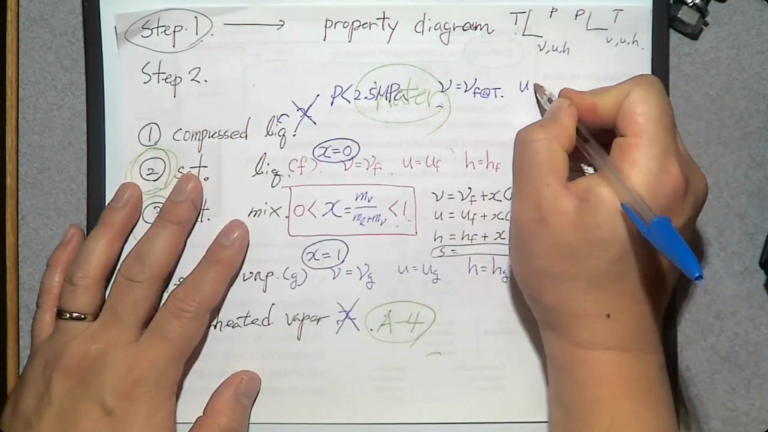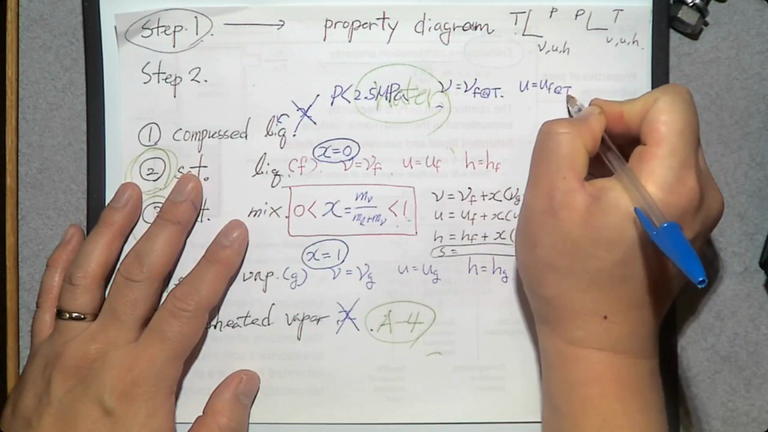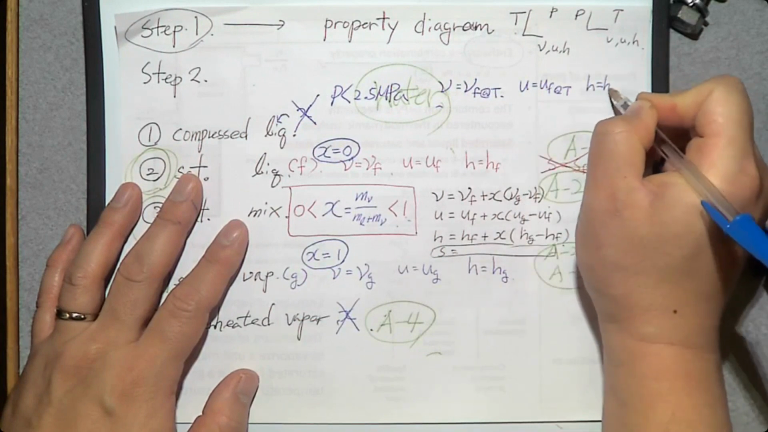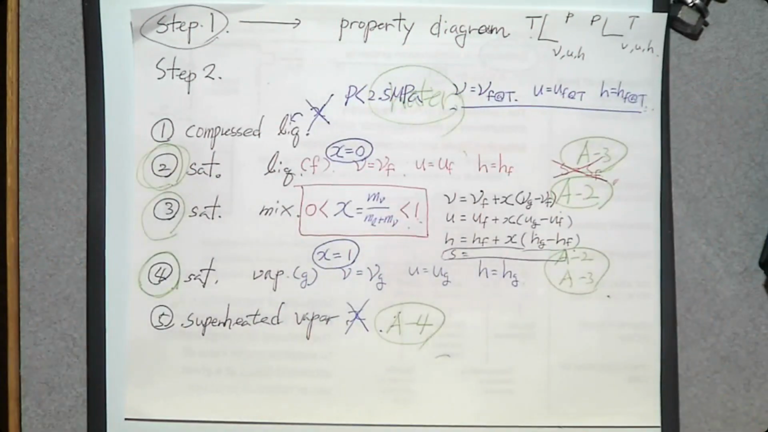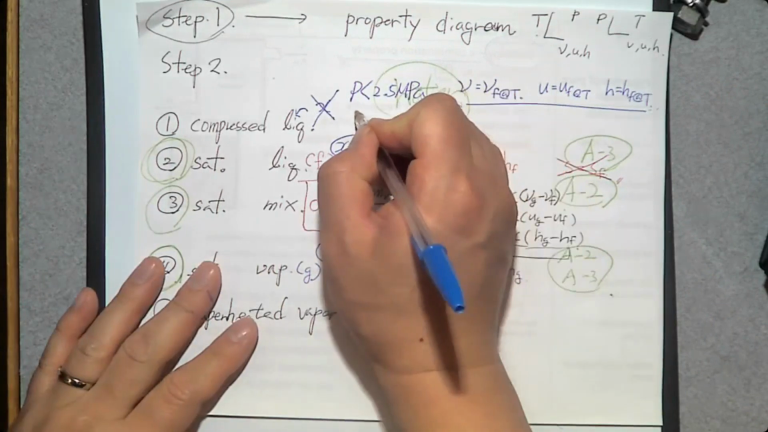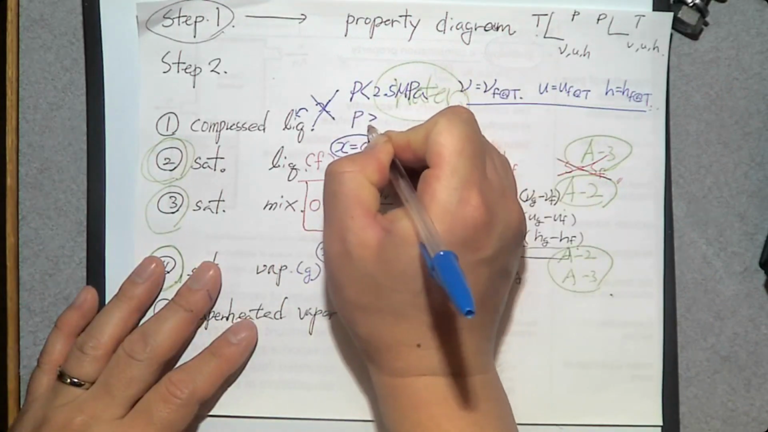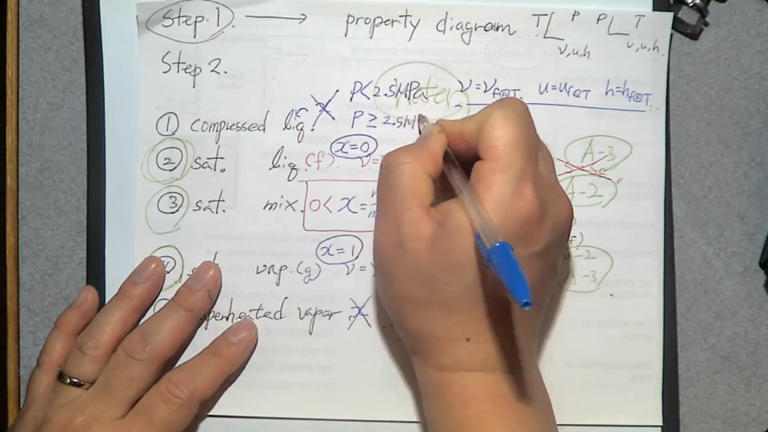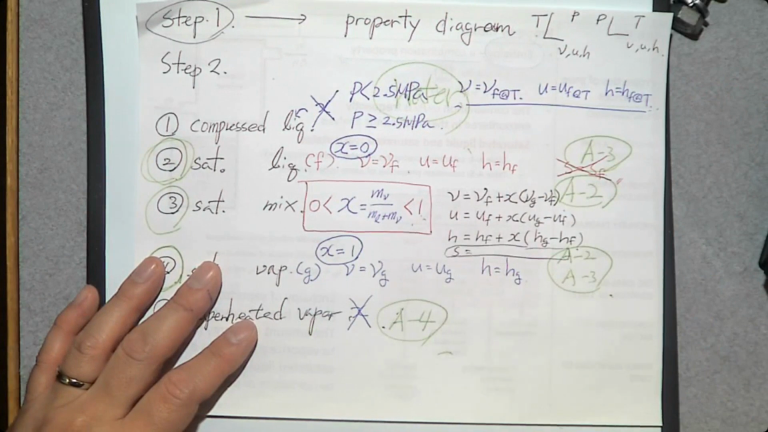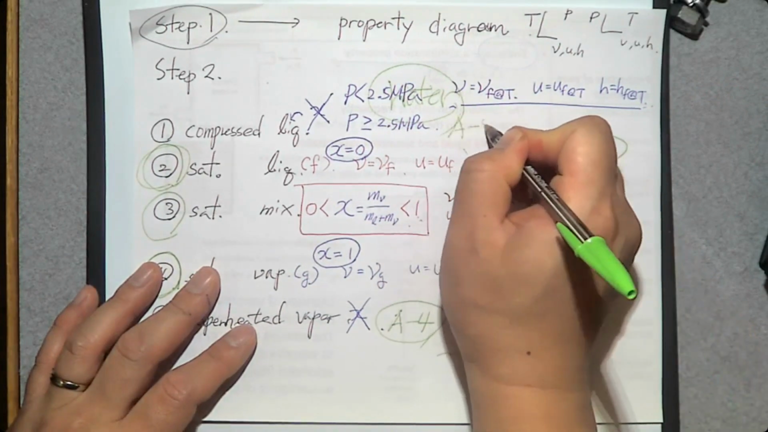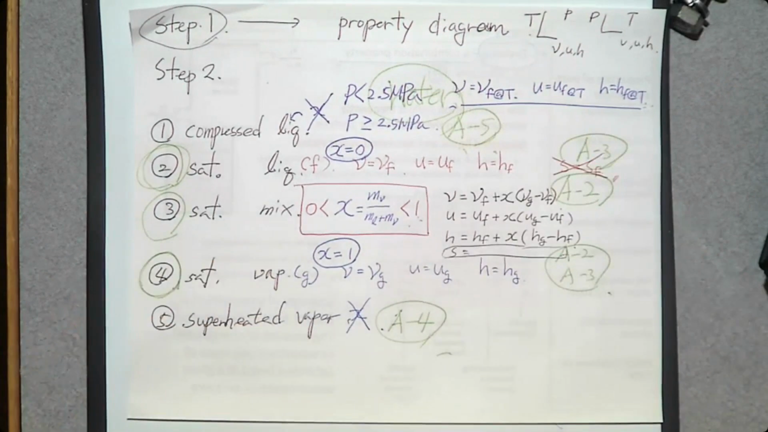So u is uf at the same temperature. h is hf at the same temperature. So that's how you evaluate a property of compressed liquid when pressure is low. Then the next question is, what about when pressure is high? How high? Equal to 2.5 megapascal or greater. Then we already saw the table. Table A5, the compressed liquid table.